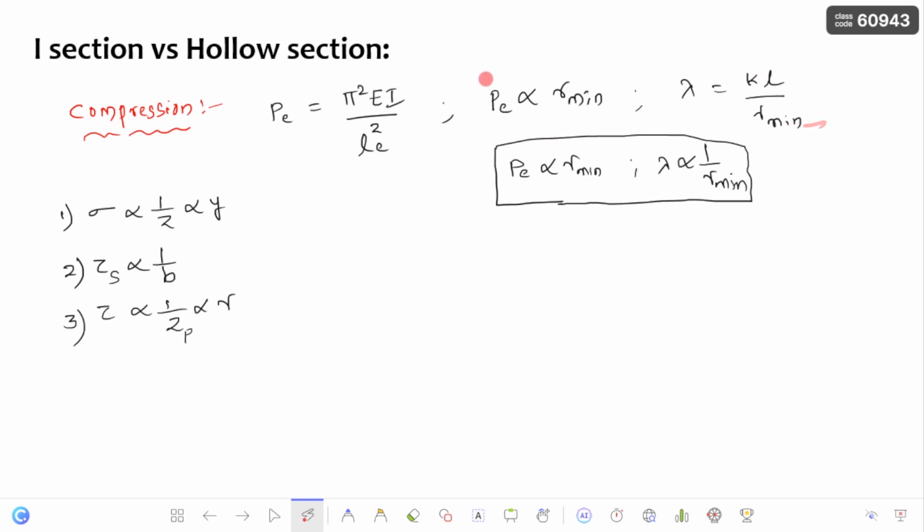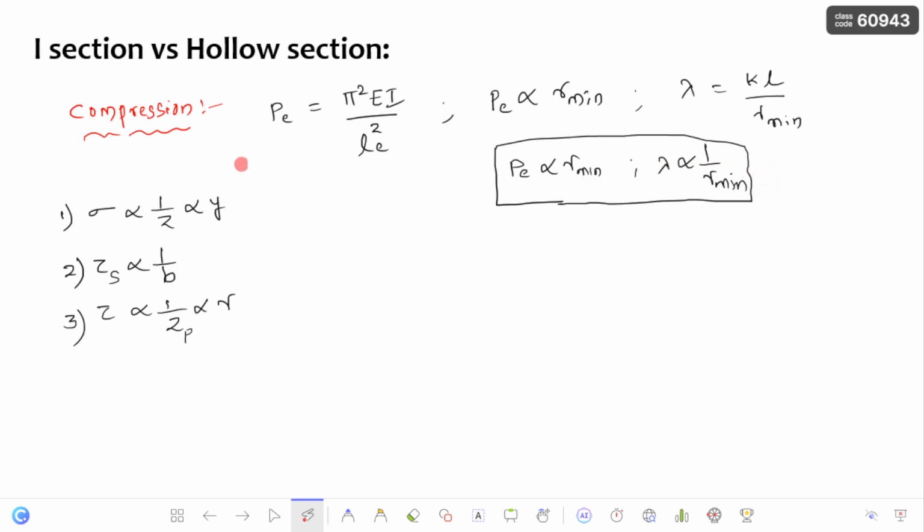From this equation you come to the conclusion that the Euler's buckling load carrying capacity is directly proportional to the minimum radius of gyration, and the slenderness ratio is inversely proportional to the minimum radius of gyration. Any structural member is going to have high axial load carrying capacity when it has a large minimum radius of gyration and the least slenderness ratio, and the slenderness ratio decreases whenever the minimum radius of gyration is increased.